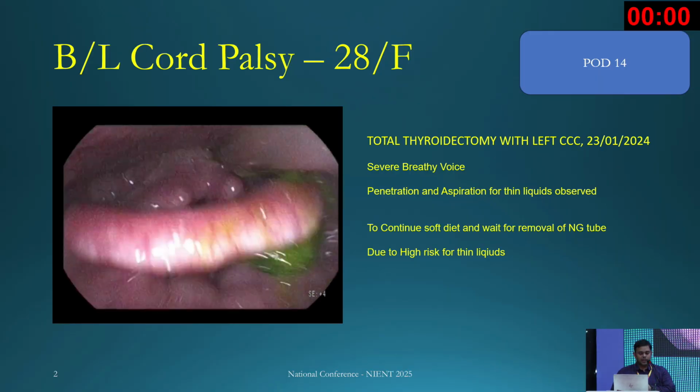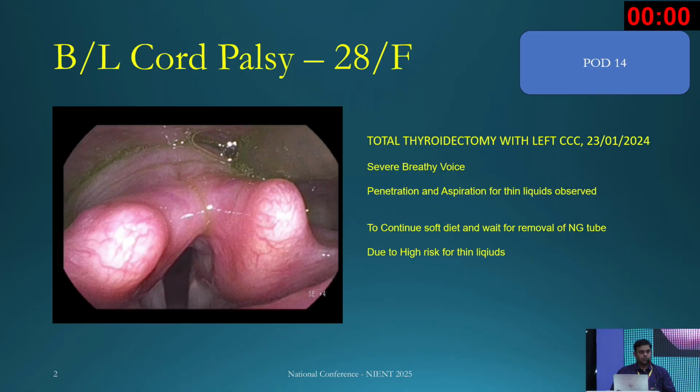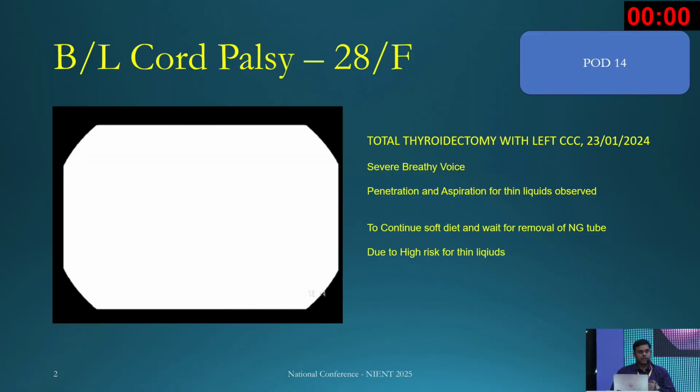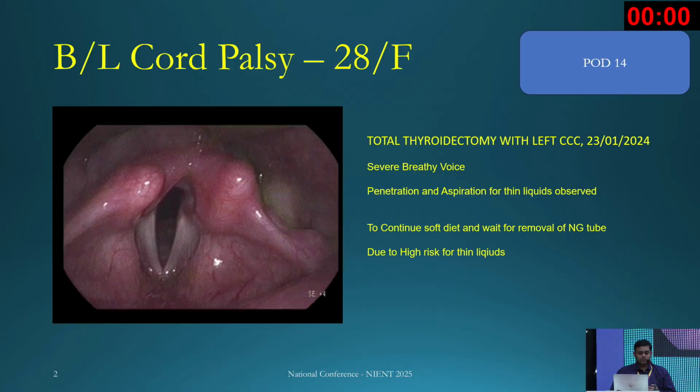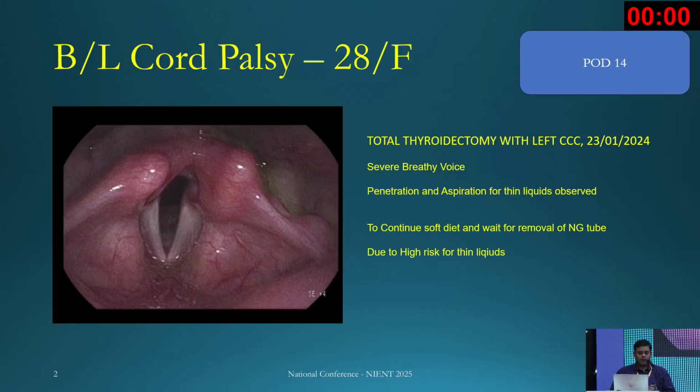We did not give a thin liquid trial and tested on a soft diet only, because we estimated thin liquid as a risk of aspiration. So the advice we have given for this patient is to initiate the soft diet and also to initiate 2 sips of thin liquid, and we will wait for removal of the feeding tube.